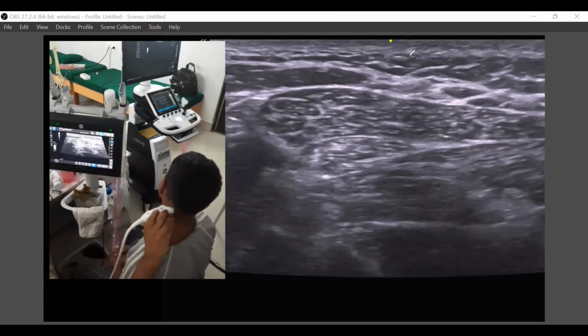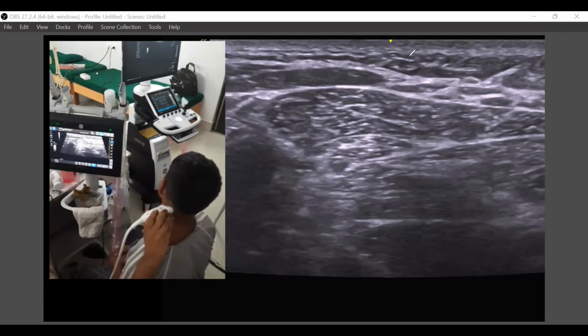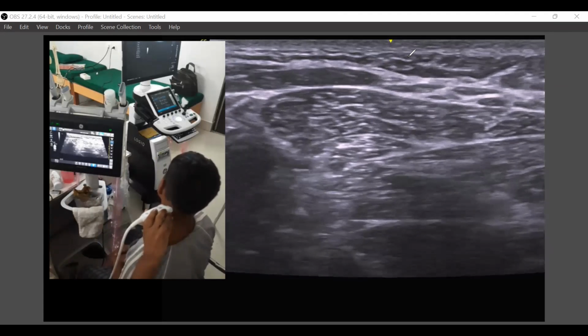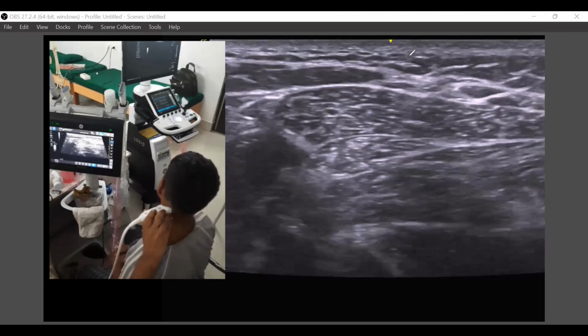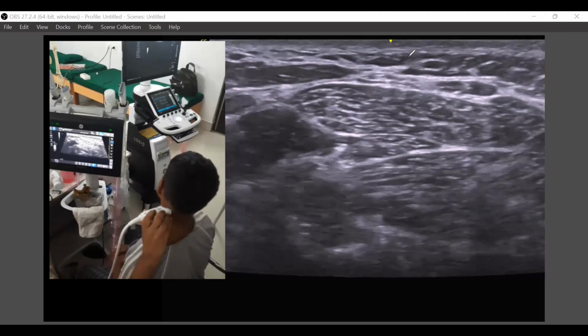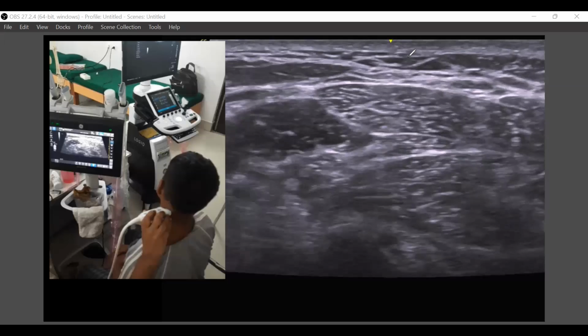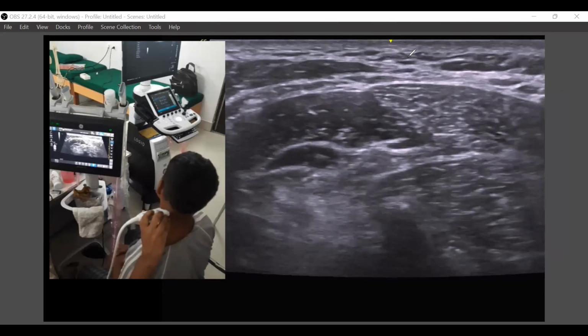Okay, so here you can see the greater occipital and lesser occipital nerve. Again, that is the home position, and this is the cervical plexus, the superficial cervical plexus. And now I'm coming down. The sternocleidomastoid muscle is moving, and the longissimus, another muscle, is now appearing.